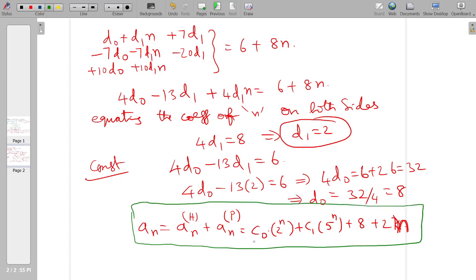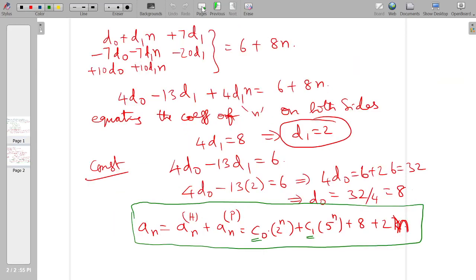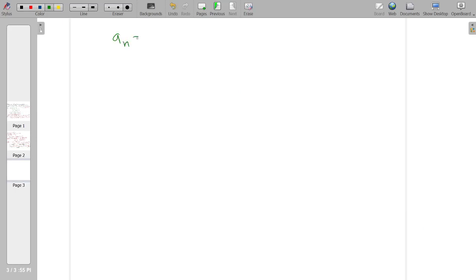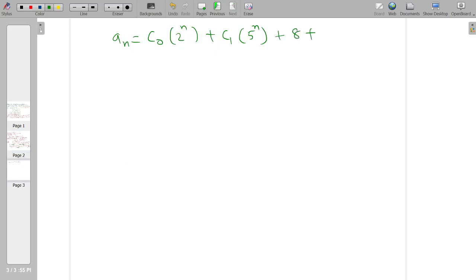Now here you have two constants, c0 and c1. So c0 and c1 can be calculated using the values of a_0 and a_1. Let me also complete it. So in this case you get a_n is equal to c0 into 2 power n plus c1 into 5 power n, plus the particular solution 8 plus 2n. It is given that a_0 is 1, which implies 1 is equal to c0 plus c1 plus 8.